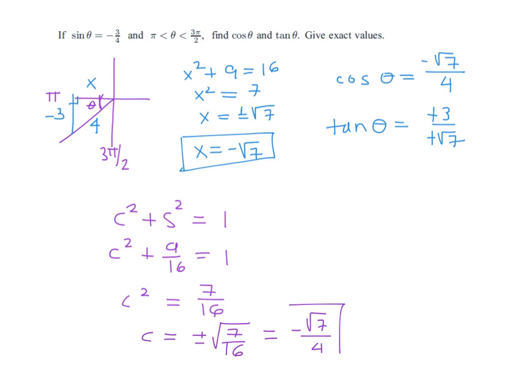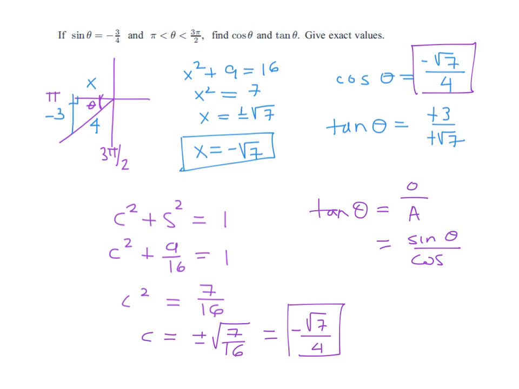So in both cases, we get the same answer for the cosine of theta, and then tangent of theta will just be opposite over adjacent, or you can also look at it as sine theta over cosine theta. In both cases, you should be getting the answer of positive 3 over square root of 7.